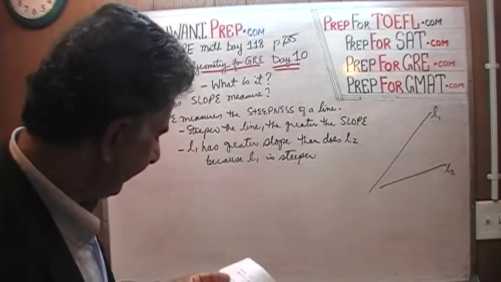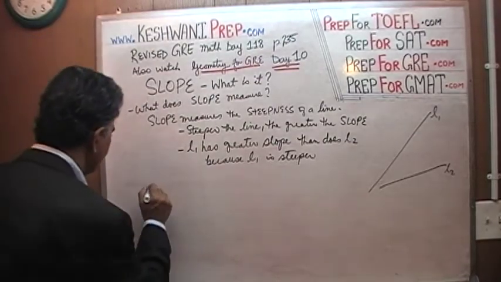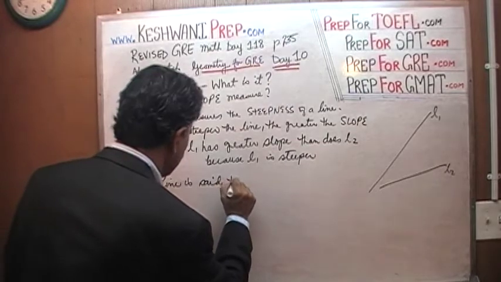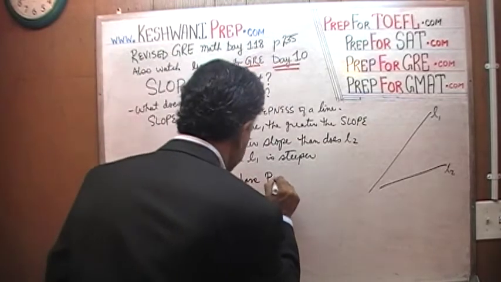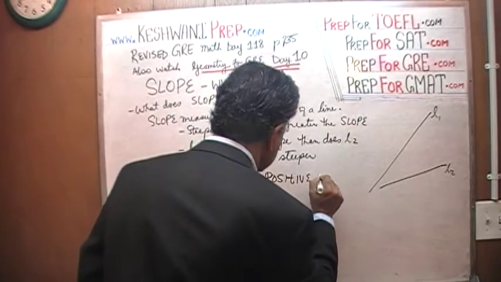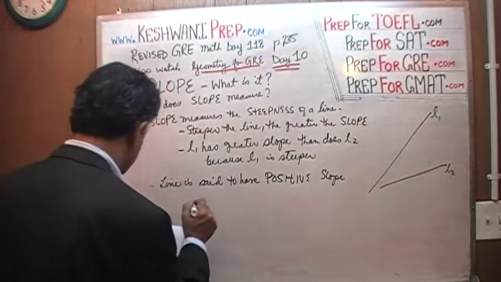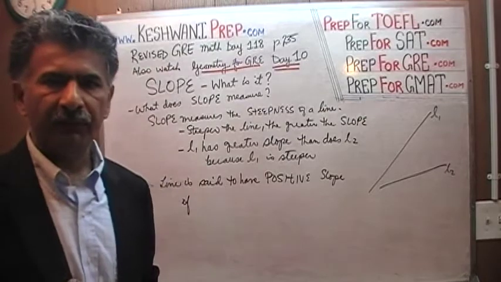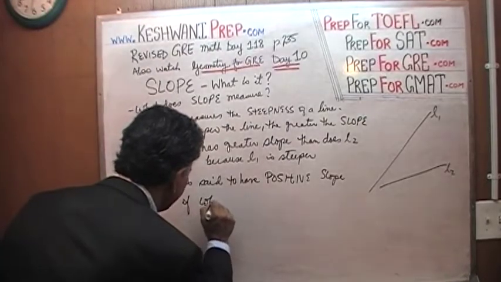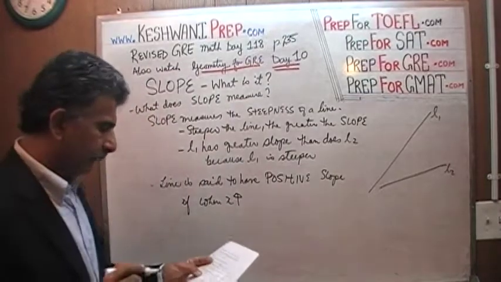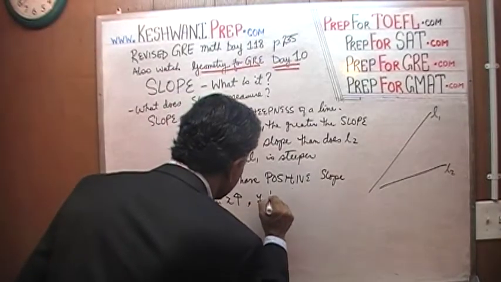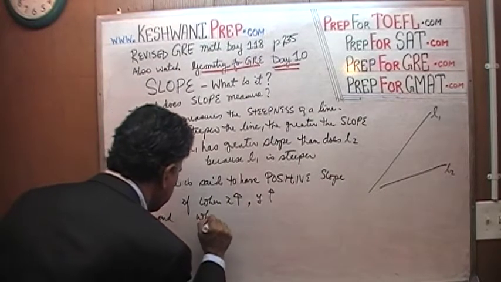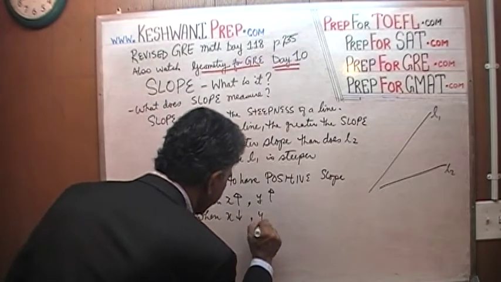The next thing we have to understand is that a line is said to have positive slope if what? What does it mean for a line to have positive slope? Positive slope simply means that when x goes up, the value of y goes up as well, and when x goes down, the value of y goes down as well.